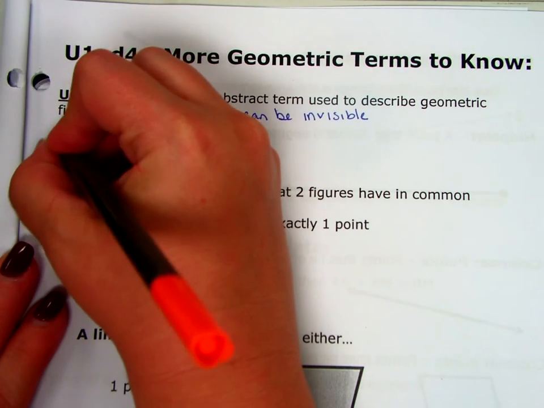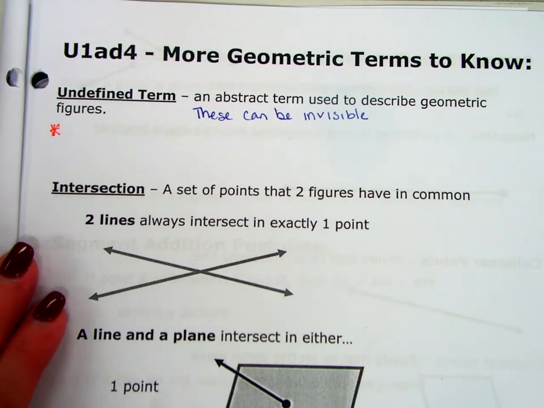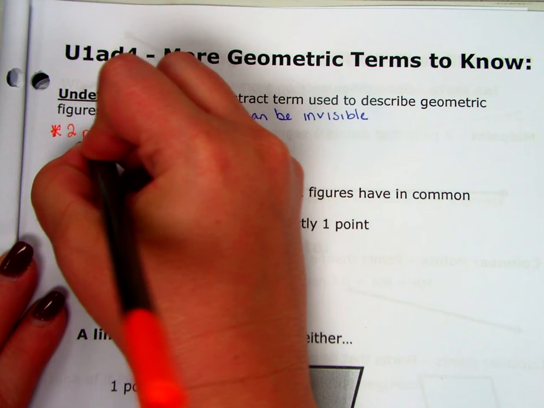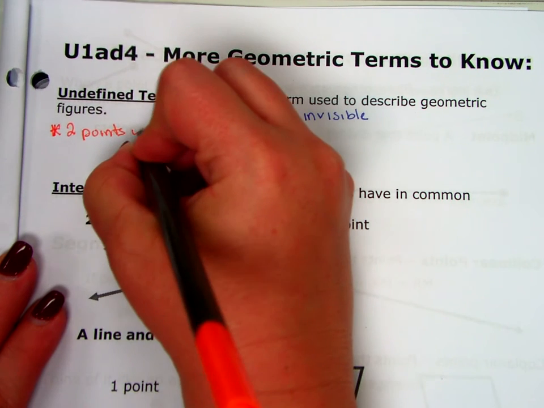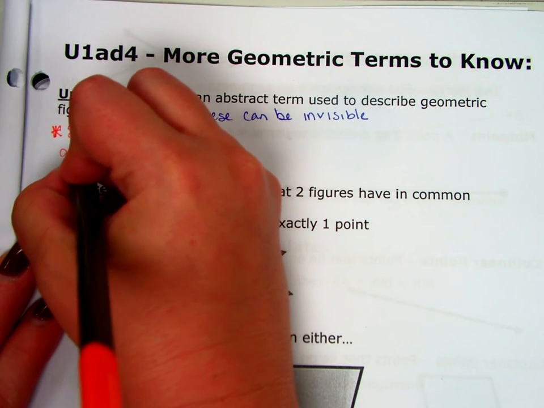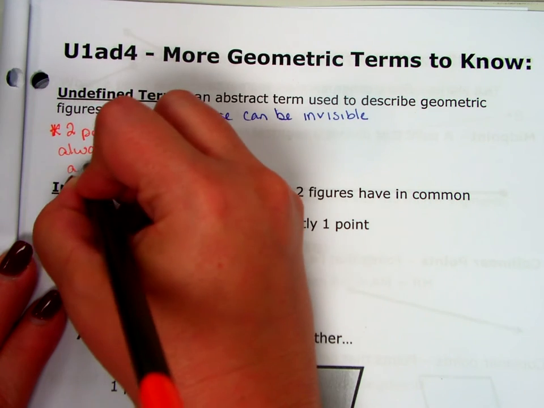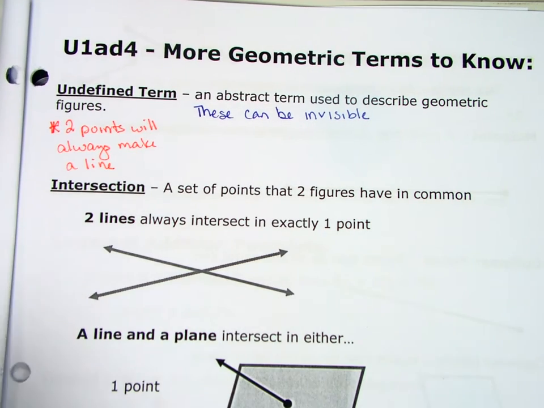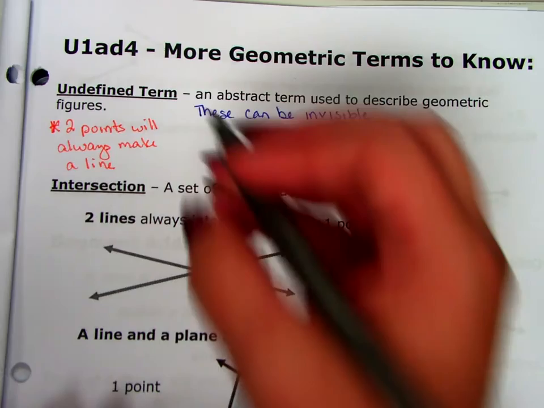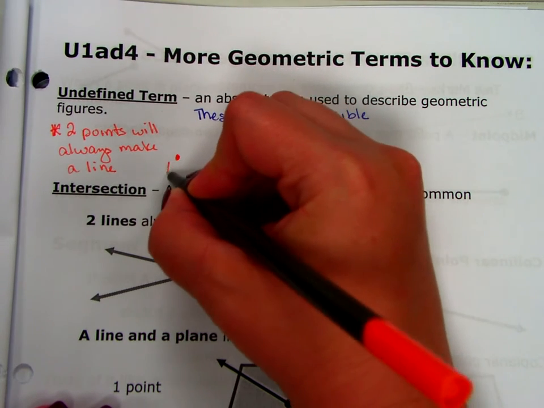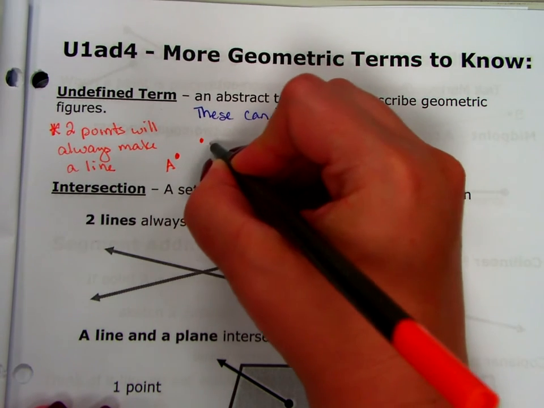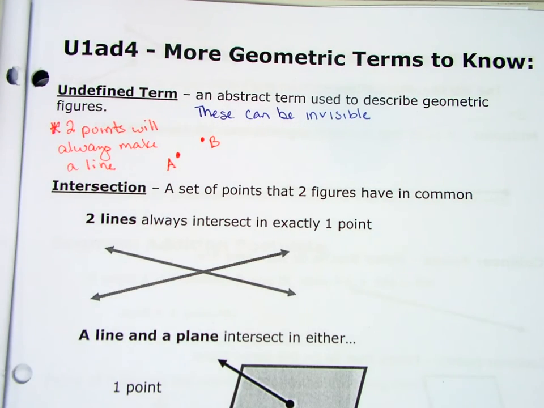Okay? So the first thing I'm going to write down here, I'm going to write down 2 things, one on the left, one on the right, is 2 points will always make a line. 2 points will always make a line. Okay, so if I ever give you a problem on an assignment where I've got point A and I've got point B, and I ask, is there a line that connects point A to point B? What's my answer? Yes. Yes. Even though I can't see it in the picture, I know it exists and I know it's there.